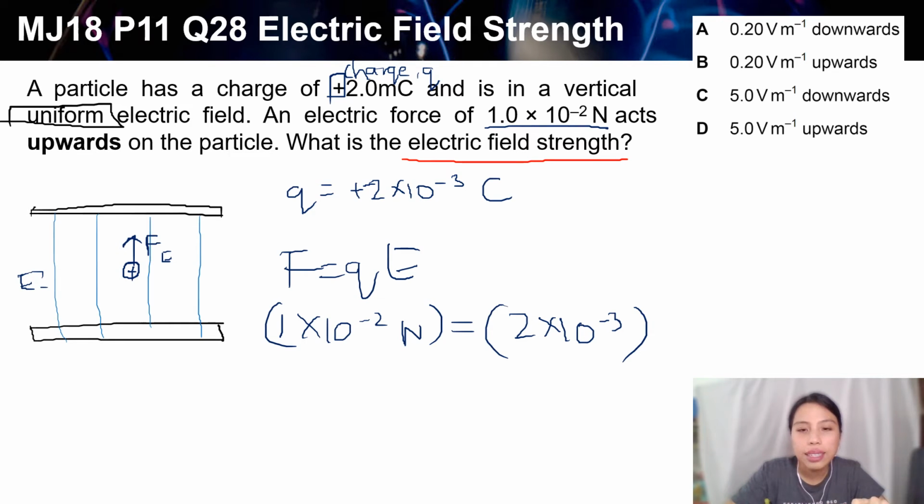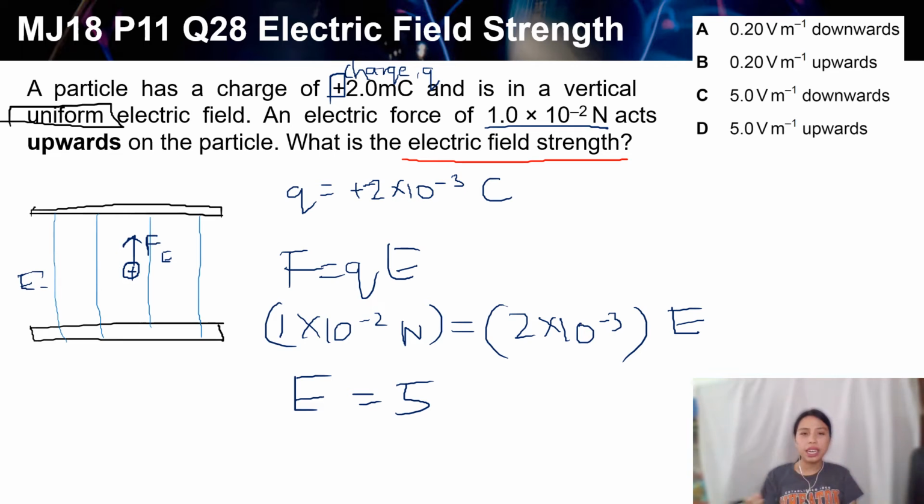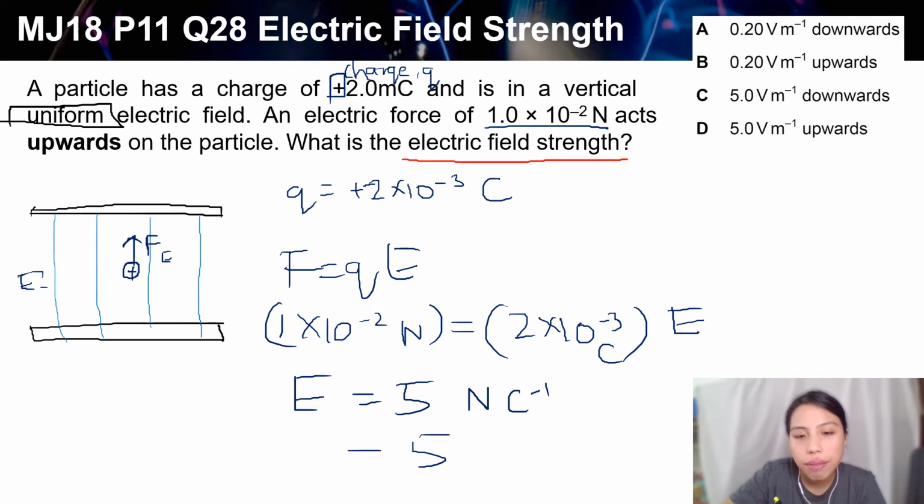And lastly, E. What is E? We don't know. We're trying to find that. So all you need to do is rearrange the equation so we can find E. And you should get about 5 what? What's the unit? Well, you can say it's Newton per Coulomb, that's one way to say it. Or you can say it is 5 volts per meter, also can.